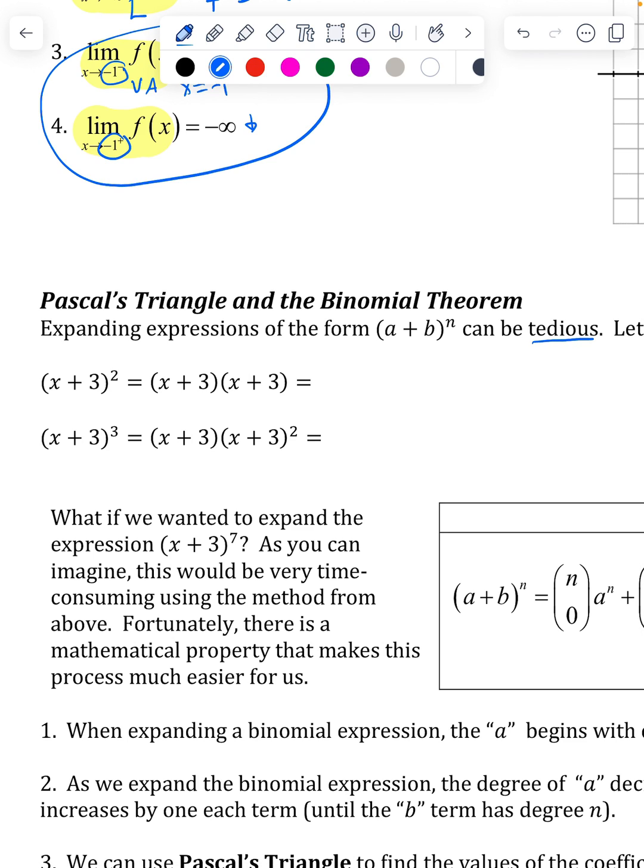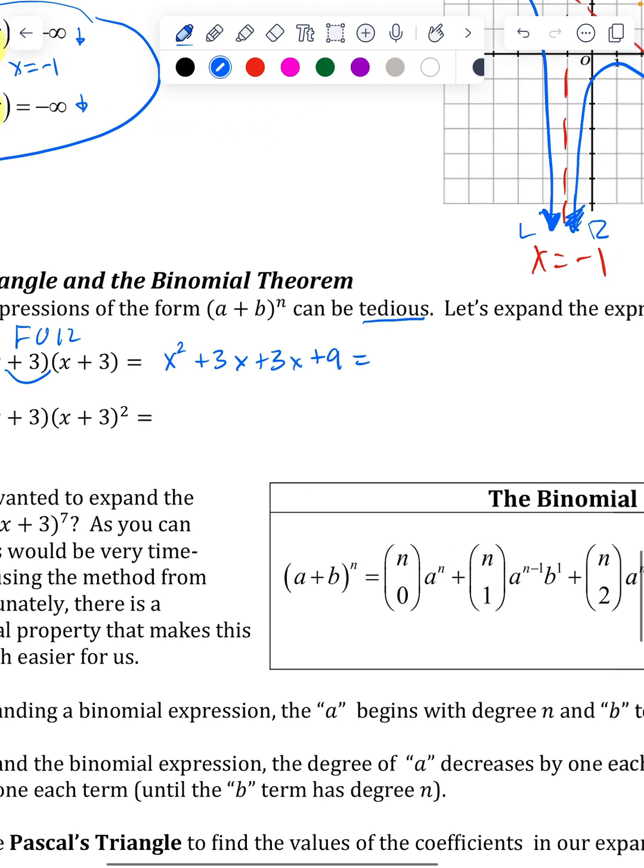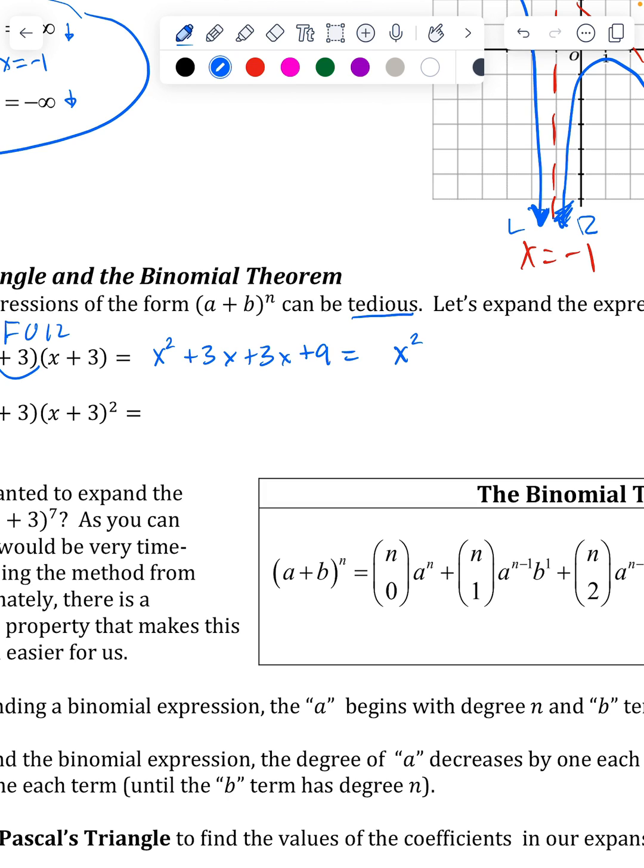This word right here: tedious. This one's not so terrible because I can FOIL this out and we're super good at that. So x squared, and then the outside, and then the inside, and then the last. And so ultimately I would combine like terms and end up with x squared plus 6x plus 9.